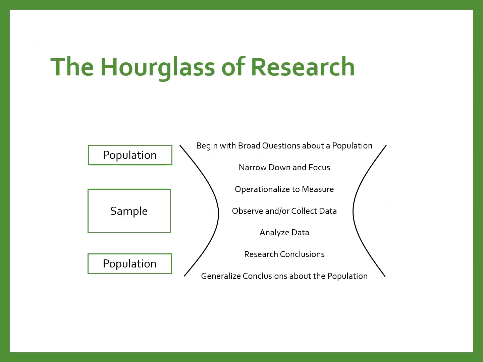So I'm going to end this video by tying populations and samples to the hourglass of research that you've seen before in this class. So remember, with research, you start kind of broad, right? You have an observation, an overall question about the population, everybody that you're interested in. Then through literature reviews and finding measures, you narrow down, you focus, you operationalize your constructs, and you figure out how you're going to measure and manipulate things. Then you actually observe and collect data from your sample. And then you analyze that data and you make conclusions that then go back out to the population.